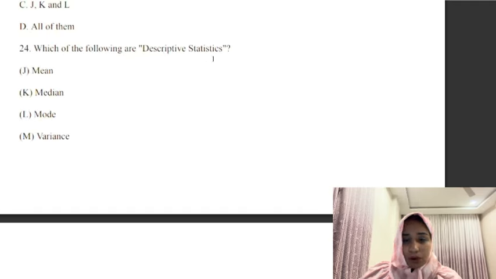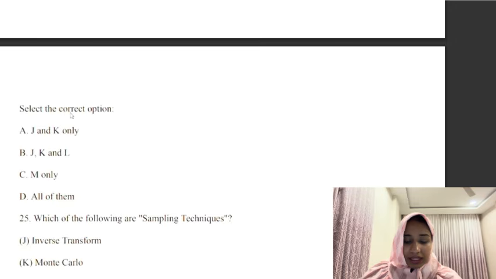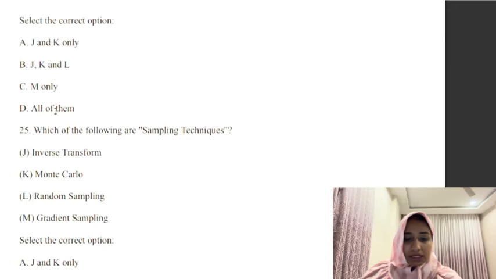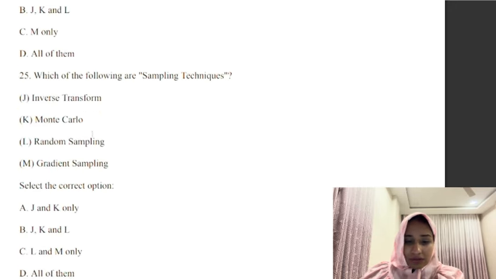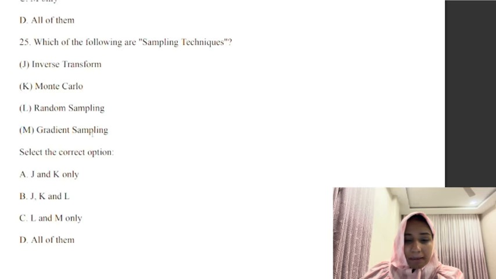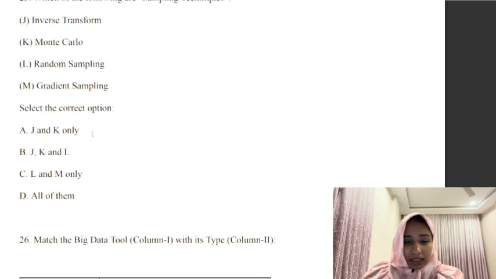24. Which of the following are descriptive statistics? Mean, median, mode and variance. So answer is option D, which is all of them. Which of the following are sampling techniques? Inverse transform, Monte Carlo, random sampling, gradient sampling.